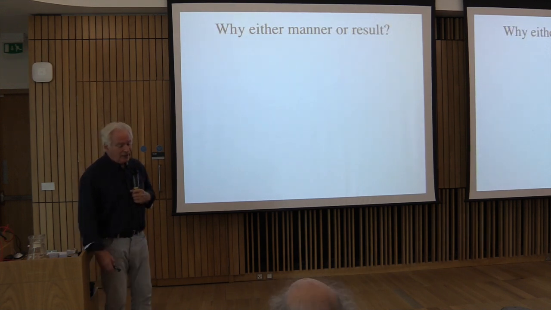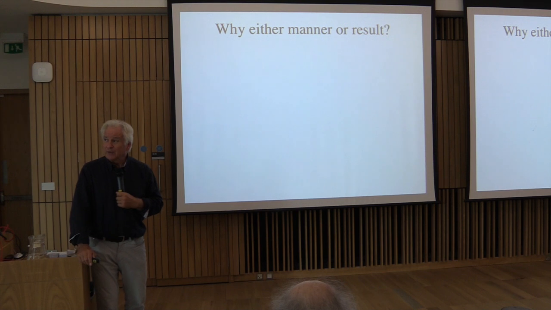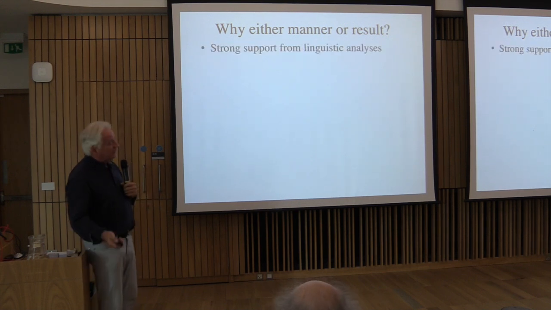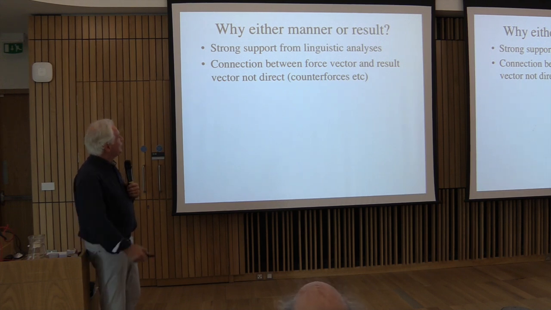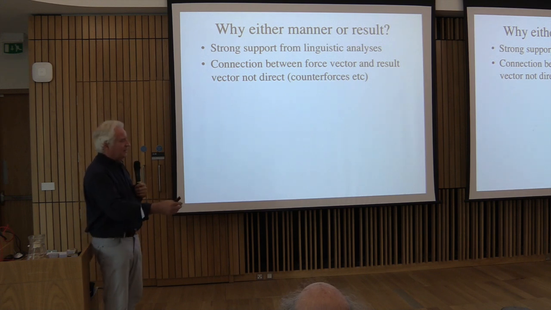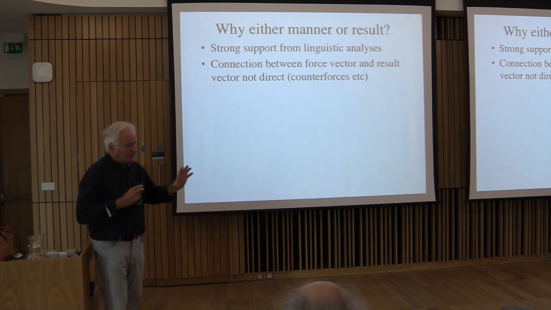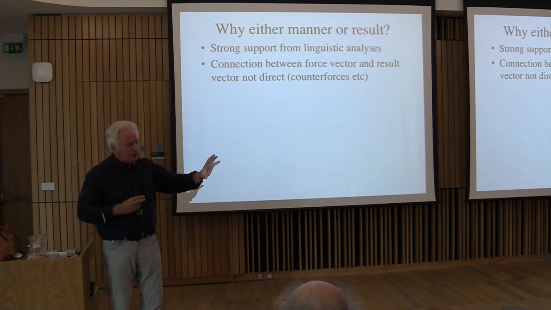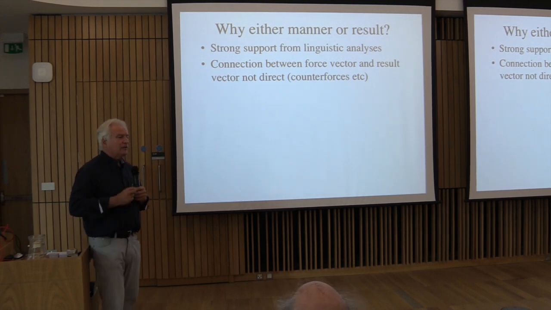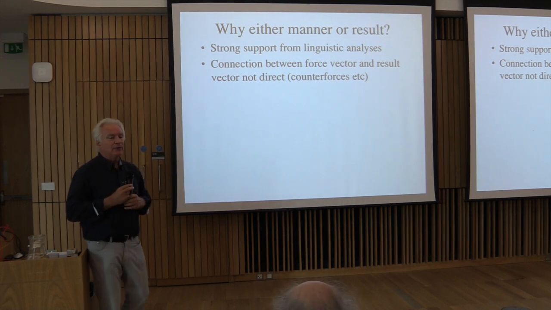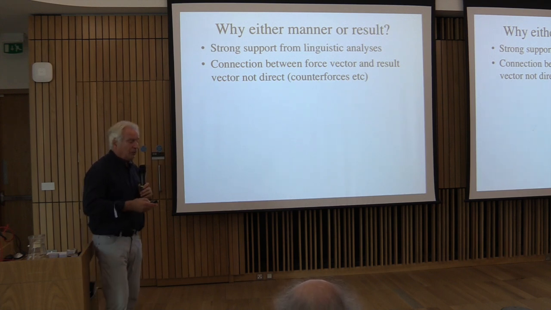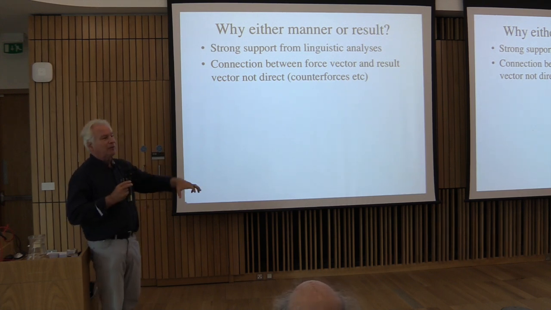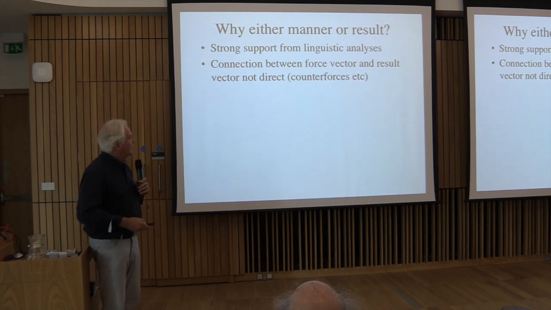Now the general question is, why can we divide verbs into manner and result verbs? Some linguists say that there is strong support for it. My idea is that there is a connection between force vector and result vector. That is not direct. There have to be counter forces. So when you're pushing things, you can feel your forces, but you can't always predict the result. And that means that the mapping from the force vector to the result vector is difficult to learn. It's dependent on the context, if the door opens or not, and so on. So from a learning point of view, it's easier to learn the separate parts than to learn the full mapping. That's my general take.